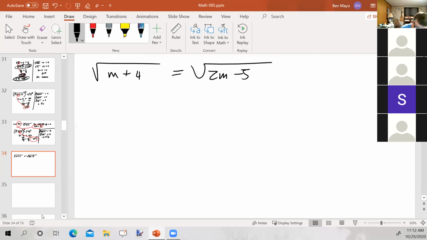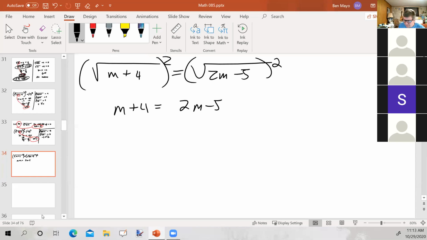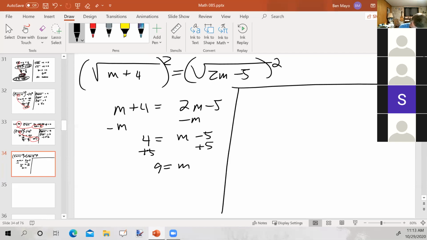We're going to square both sides. Yes. So m plus 4 equals 2m minus 5. All right, I'm going to solve for m on the right. So I subtracted m from both sides, added 5 to both sides, m equals 9. Let's see if that works.